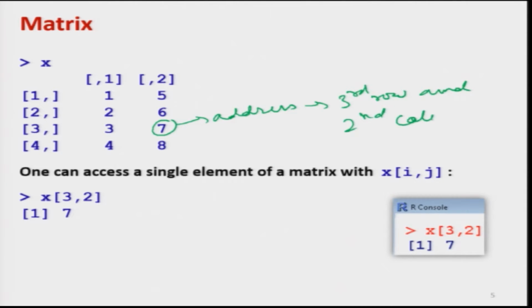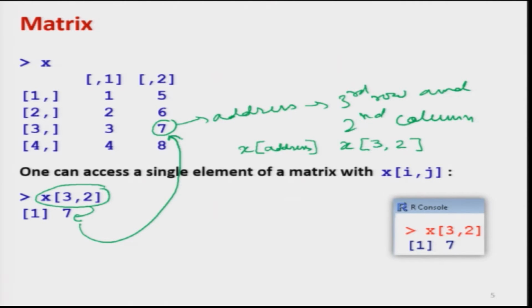second column. So I will write down the name of the matrix, small x, and inside the square bracket I will write down the address. In this case, this address is going to be x[3, 2]. And once I type x[3, 2] on the R console, I will get the value 7, which is the same value here.